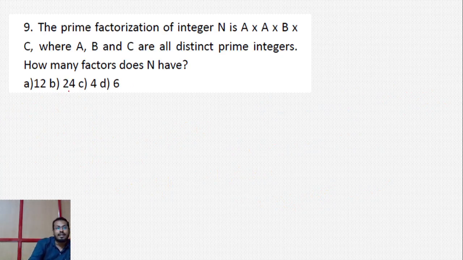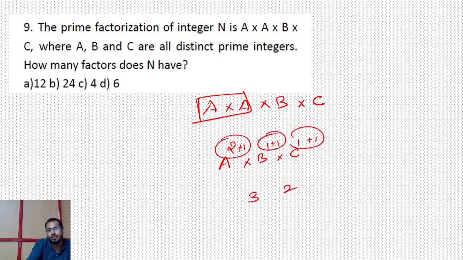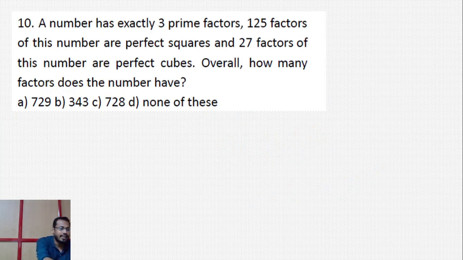Look at this. The prime factorization of integer n is a squared into b into c, where a, b, c are distinct prime integers. How many factors does n have? So a power 2, b power 1, and c power 1. Add 1 to all these powers. 2 plus 1 is 3, 1 plus 1 is 2, 1 plus 1 is 2. If you multiply this, 3 times 2 is 6, 6 times 2 is 12. So there are 12 factors. That's it. Clear? Next question.